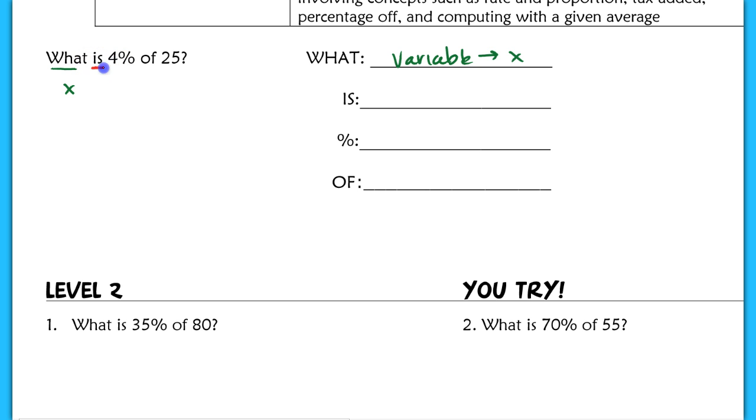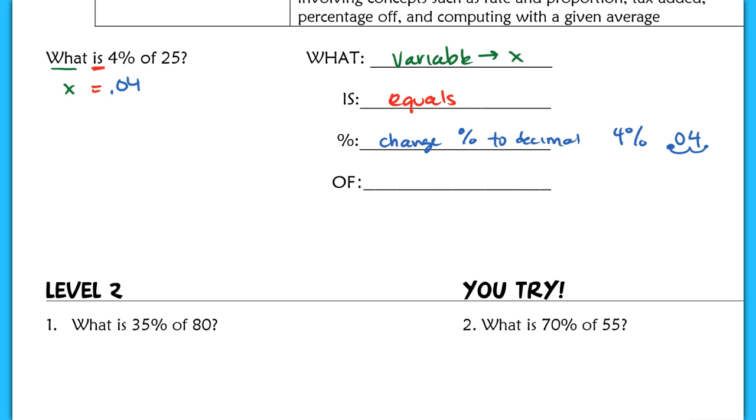Now the word is just means equals, right? Like if I said 4 plus 3 is 7, I can replace that word is with an equal sign. So is just means equals. And then this 4%, well, we want to convert percentages to decimals. So change the percent to a decimal, and we do that, in this case 4%. We look at the number 4 and we move the decimal, it's after the 4, 2 spots to the left, which makes that 0.04 now.